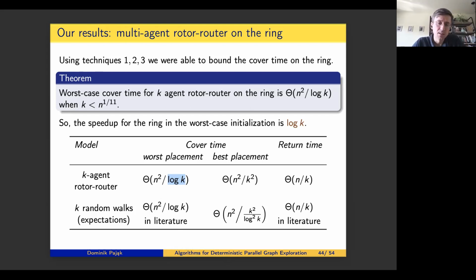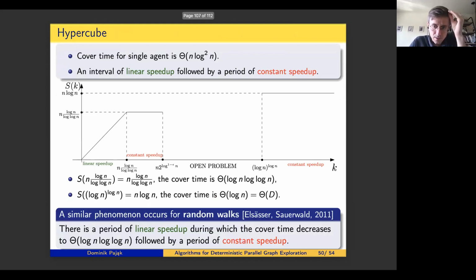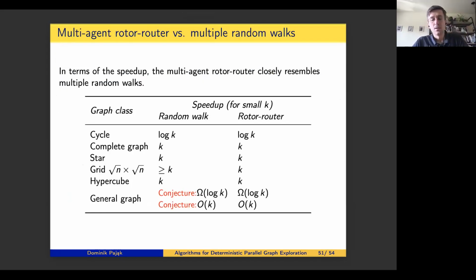So we analyzed the time of exploration by analyzing this evolution of these domains, and we got this result. And it's actually the same for the random walks. If you have k random walks, they all start at one endpoint. The time until they get to the other endpoint is also n square over log k. And this was actually the first result like this. And it turned out that the speed up is the same for many other graph classes.